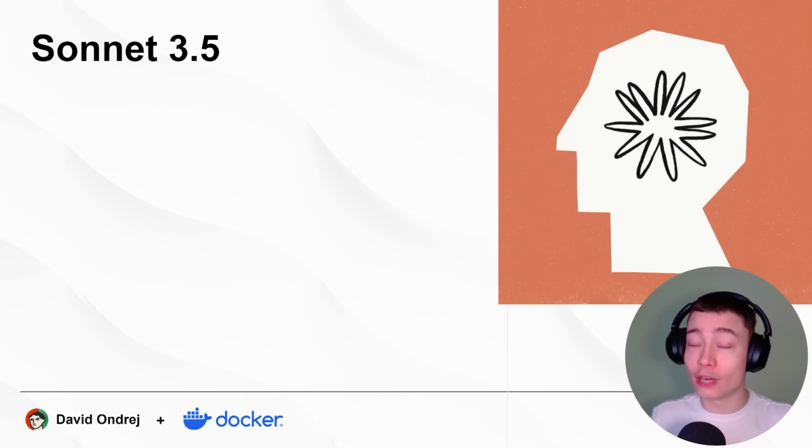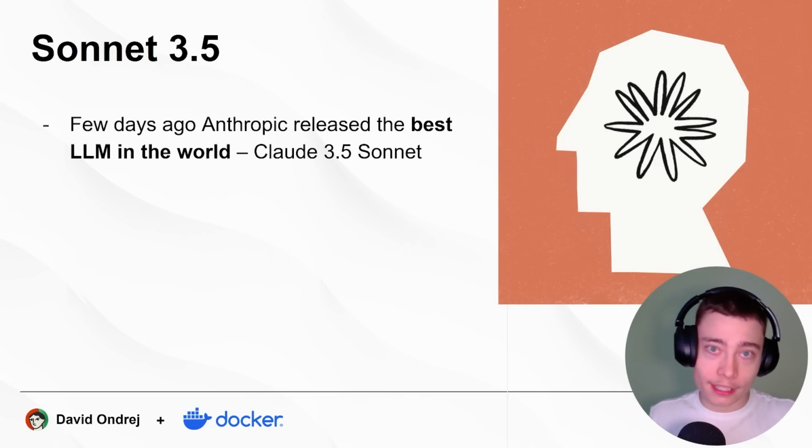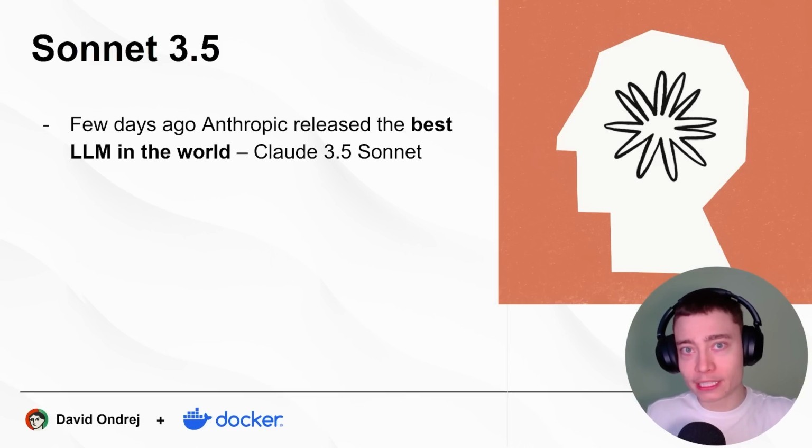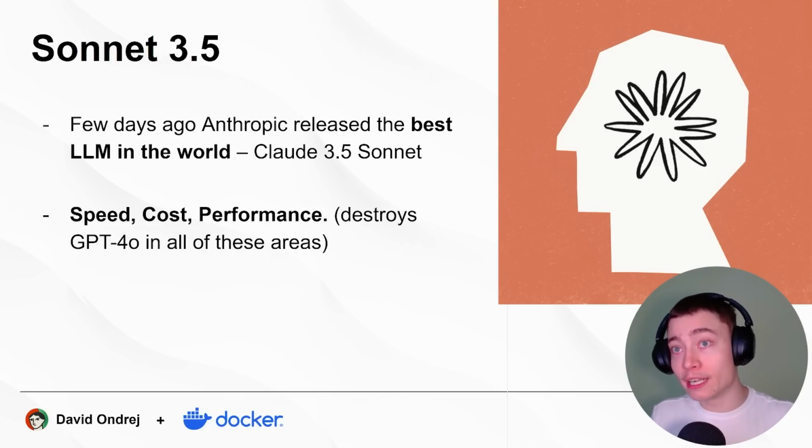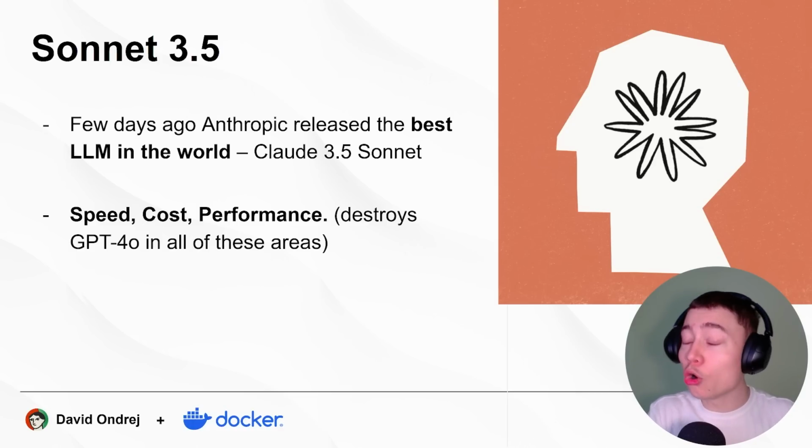Now, Sonnet 3.5. A few days ago, Anthropic, the AI company, which is perhaps OpenAI's biggest competitor, released the best large language model in the world. It's better at speed, cost, and performance. It destroys GPT-4o, which is OpenAI's best model, in all of these areas.